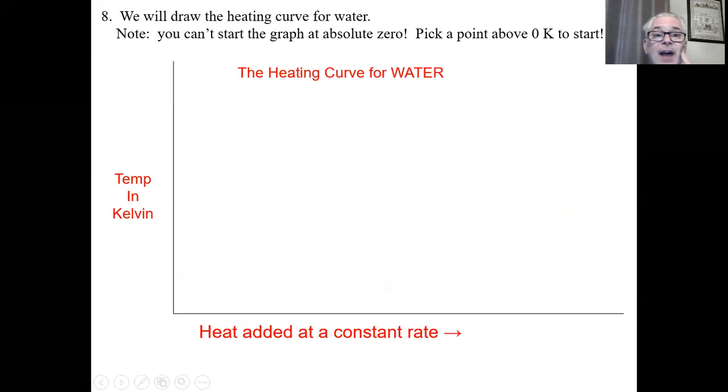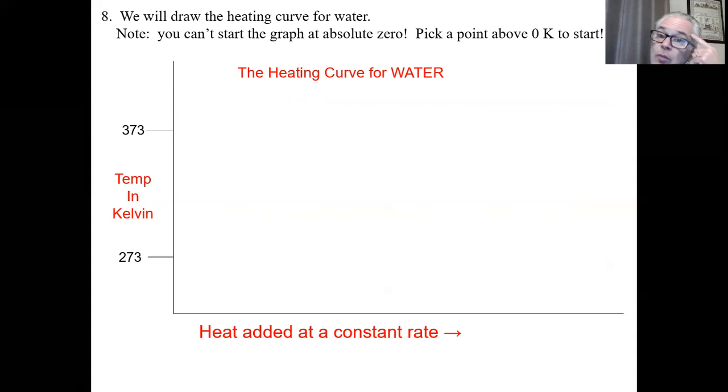Okay. Now, we're going to draw the heating curve for water. I showed this to you in the intro video. Most important, in black at the top, you can't start the graph at absolute zero. You cannot. There is no absolute zero. So we're going to pick a point slightly above zero. It's going to be 0, 0 in the corner. Time 0 on the bottom axis, and temperature 0 Kelvin. We can't start at 0 Kelvin.